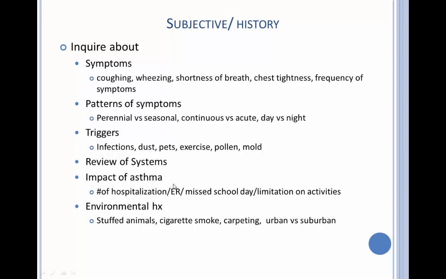Look for prior hospitalizations that could impact the asthma event. Asthma could have patients miss school and limit activity, such as exercise-induced asthma. Try to discontinue stuffed animals, have parents not smoke, and change floors from carpeting or move out.